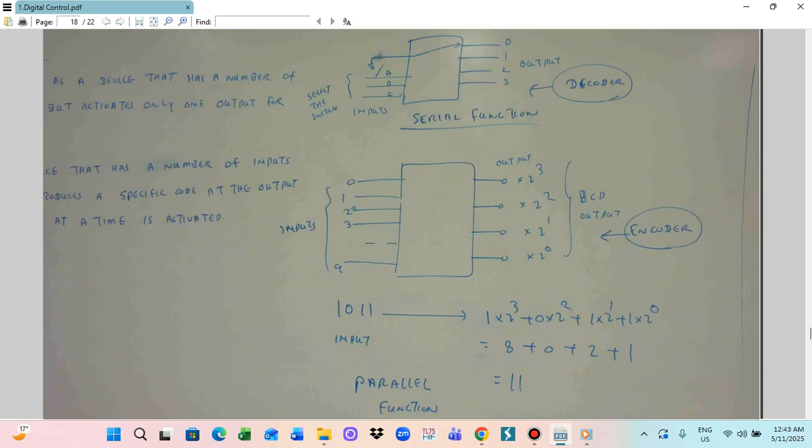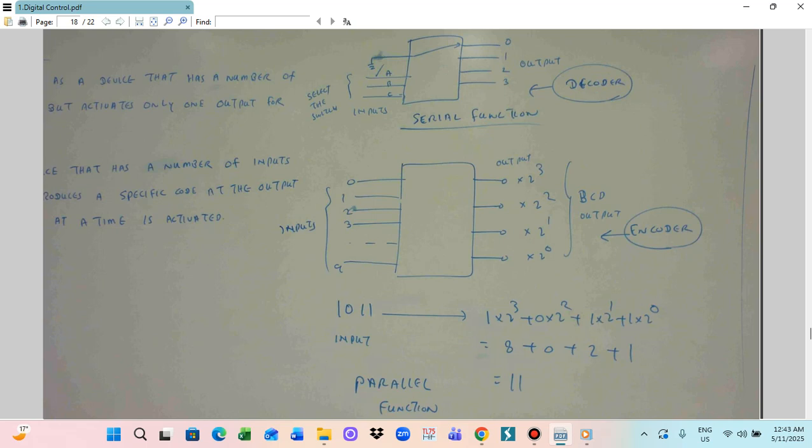So for a given input code, you can only connect it to the one output. So this is for the decoder function. The encoder is the difference. An encoder has a number of inputs and outputs, but produces a specific code at the output where only one input at the time is activated.